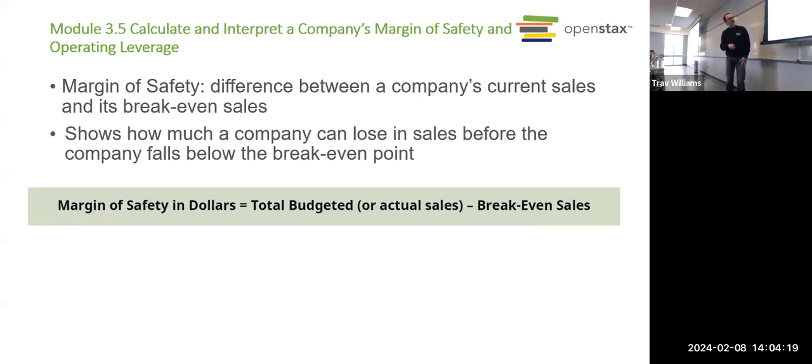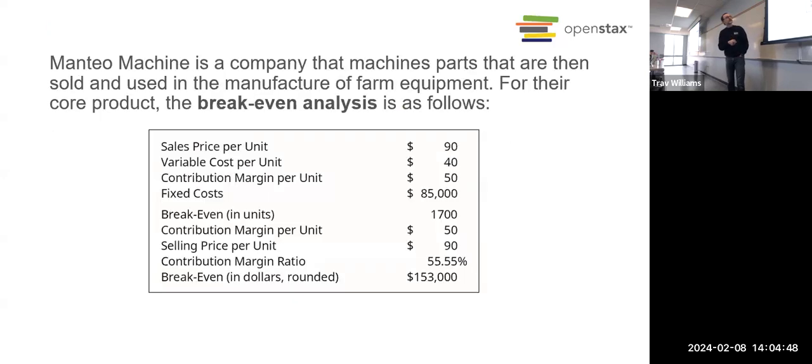And the formula here, margin of safety in dollars, says your total budgeted or actual sales minus your break-even sales. So in that scenario I just gave you, your break-even sales is 100,000 and your actual sales is 120,000. The difference is 20,000, right? That's your margin of safety.